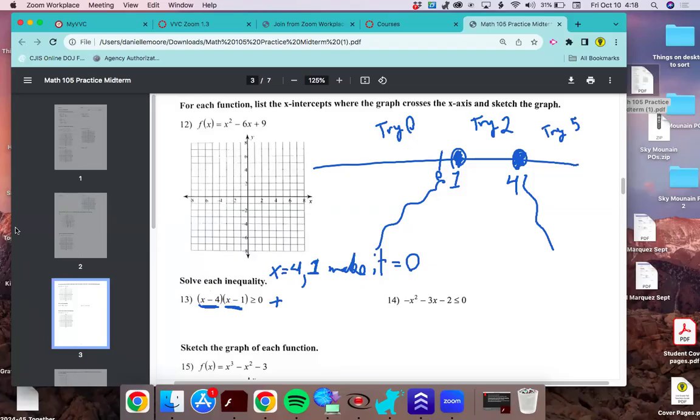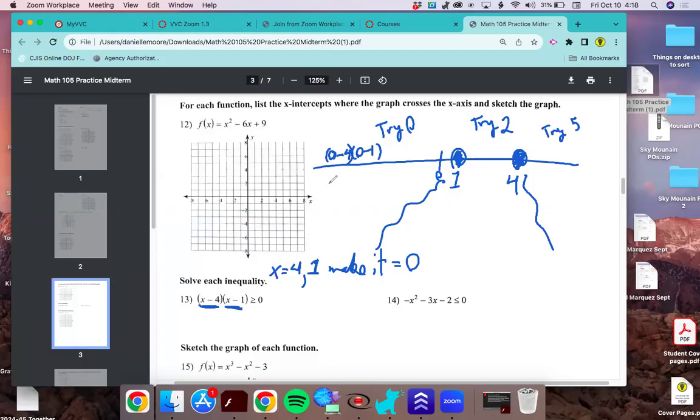Do I get a positive output out of this? Probably I won't get equal to 0 because we got that covered. Okay, so then here we go, trying 0 on the left. 0 minus 4, see how that goes, times 0 minus 1. And we'll just see if that goes well.